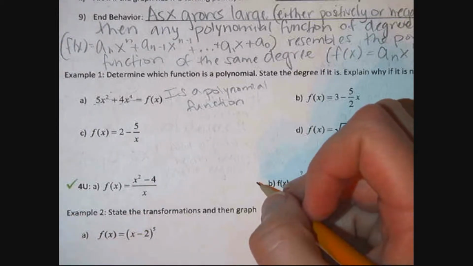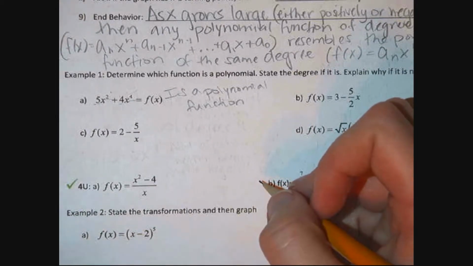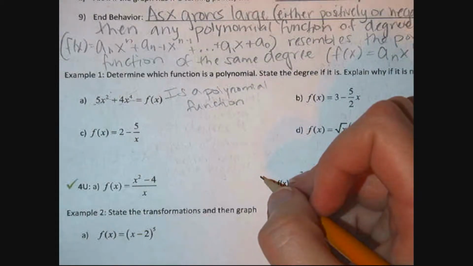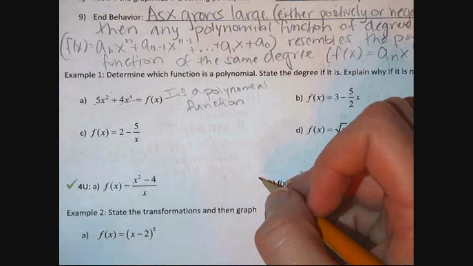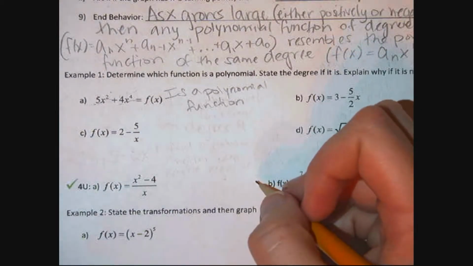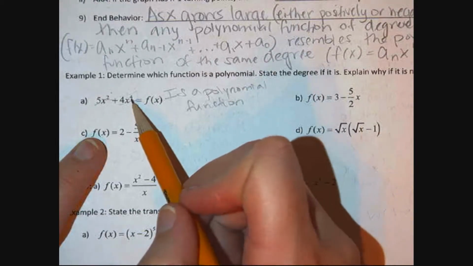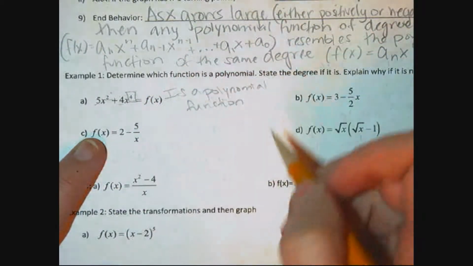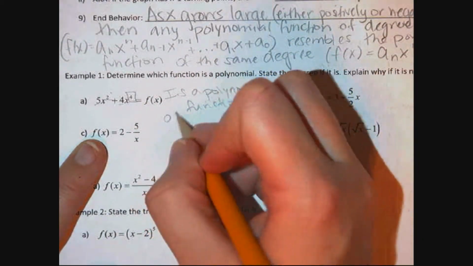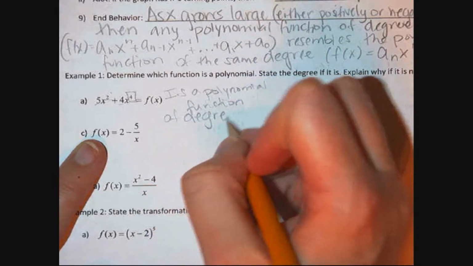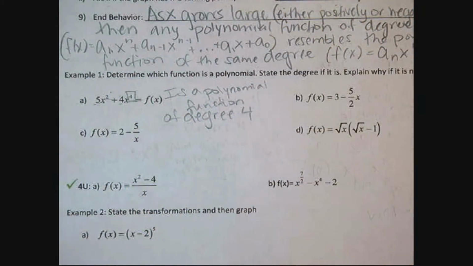Our second step was that if we have a polynomial function, we should state the degree of this function. Remember, the degree of our function is the largest power or the largest exponent of our polynomial. If we look here, we have 2 and 4. 4 would be our largest exponent. So we would say that this is a polynomial function of degree 4.